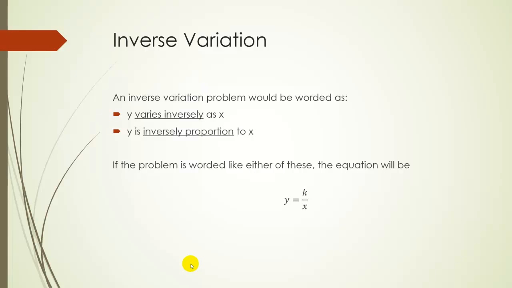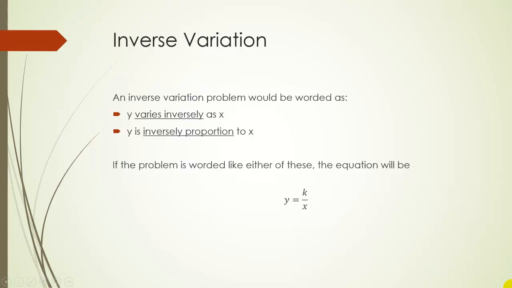The next type of variation we'll explore is inverse variation. With an inverse variation, the problem is going to be phrased as y varies inversely as x, or y is inversely proportional to x. So if you see any of these key words, basically the idea of an inverse in here, we know that it's going to be an inverse variation question. And if it's an inverse variation question, the equation is going to look very similar, but instead of y equals kx, as it was for direct variation, it's going to be y equals k divided by x. So the inverse means that x goes in the denominator.